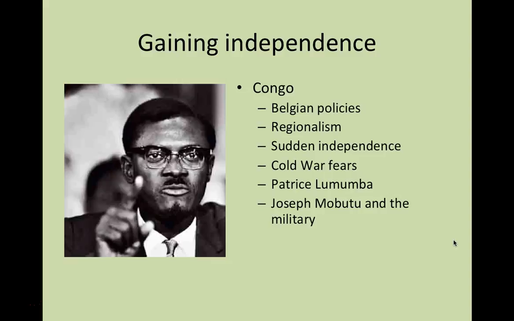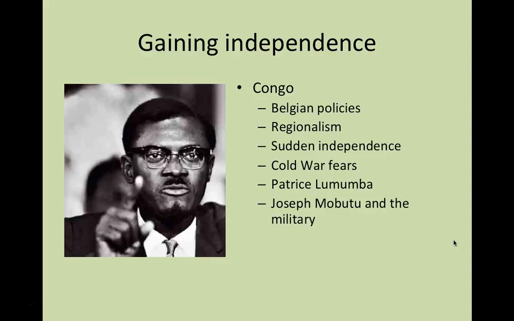Well, there was a scramble, as it were. Now, a lot of this sudden transition was influenced by the Cold War, because the British and the Americans on the one hand, and the Soviets on the other, saw an opportunity to try to establish themselves in this part of Africa, in the heart of Africa here.